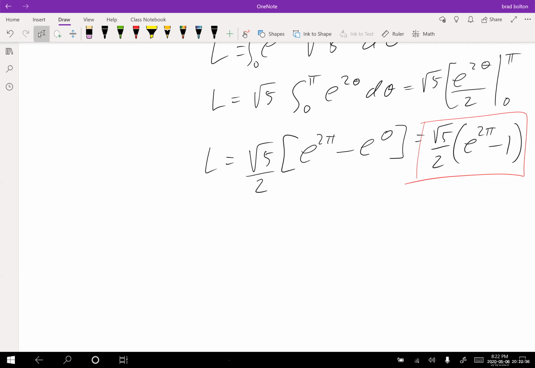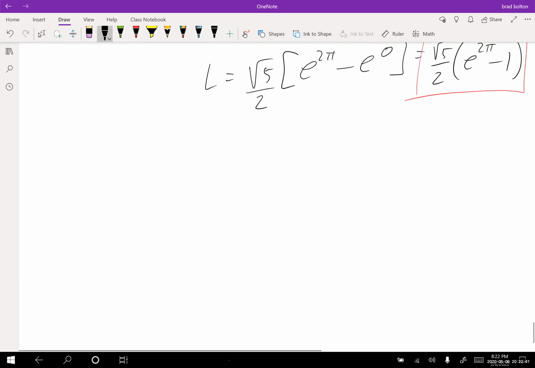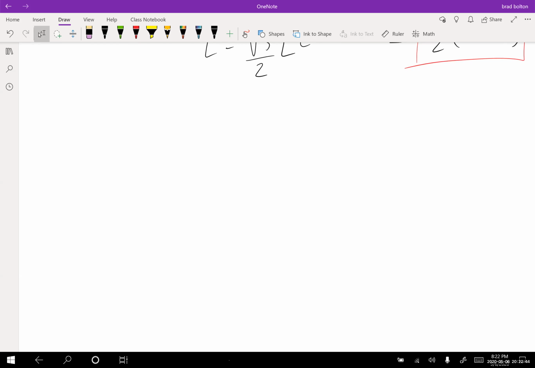So this is how you can calculate arc length. Let me see, I have one more. I don't have this one worked out, so hopefully I don't mess it up, but I don't know the answer to this. Let's kind of work on this together.